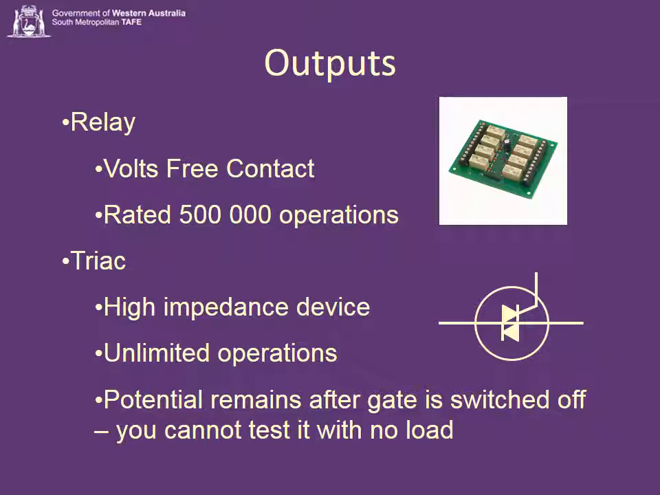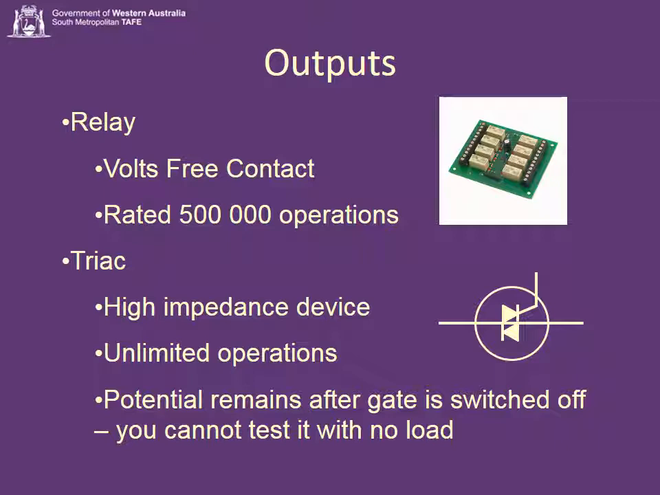The second type of output is the triac output. This uses transistors to output. Now, typically, this outputs a voltage, 24 volts typically. The triac is a high impedance device. It has unlimited operations, as opposed to the relay, which will work 500,000 times and then fail. And they are very accurate. They will run 500,002 times and fail.